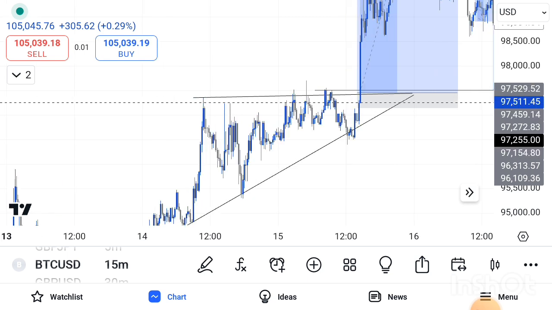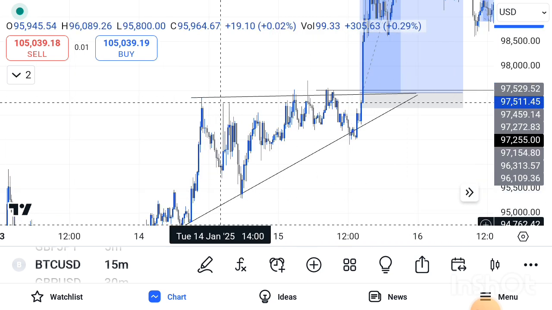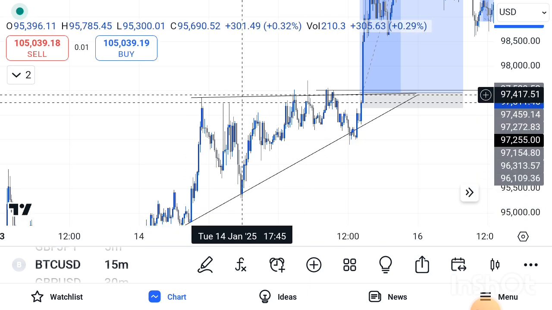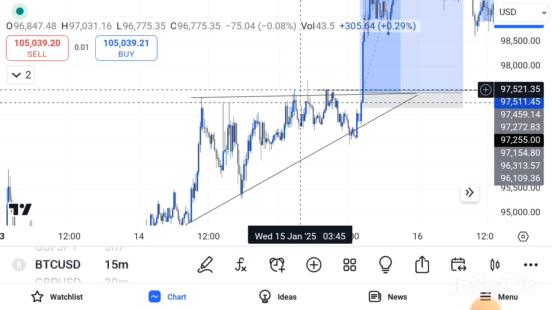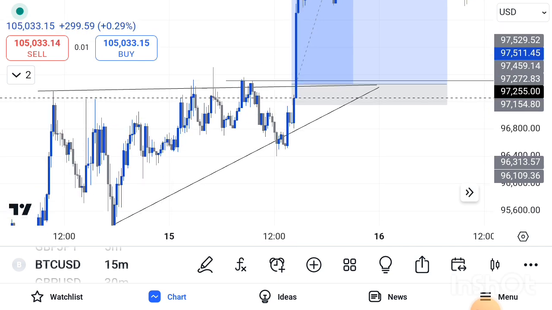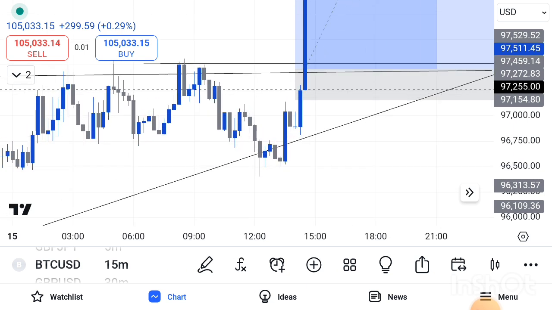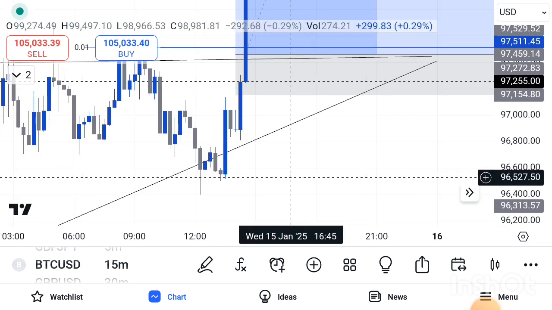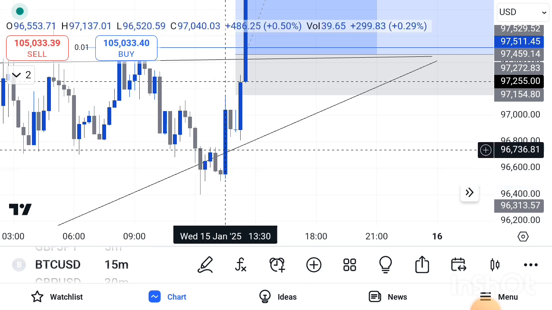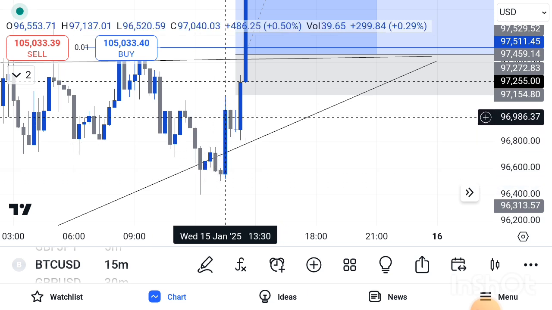Same thing, more than 3 touches on the lower trend line: 1, 2, 3, 4. Same with the upper trend line: 1, 2, 3, 4. More than 3 touches. Now let's go down to the candles. You can see this big massive engulfing candle that engulfs this smaller one, very massive, and you can see it goes all the way up.